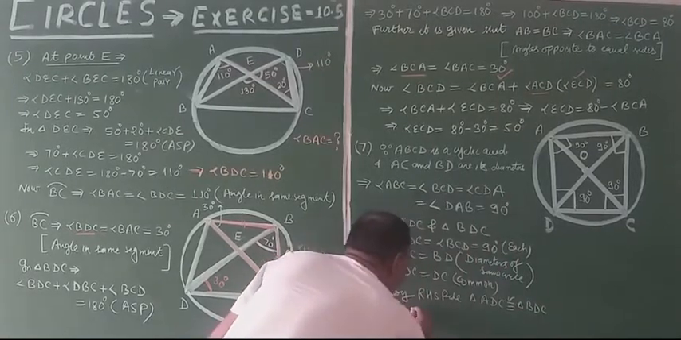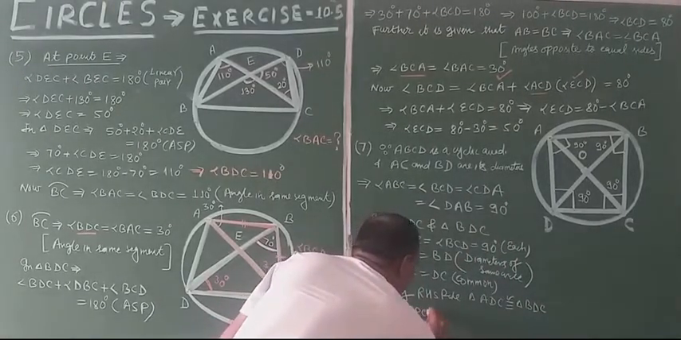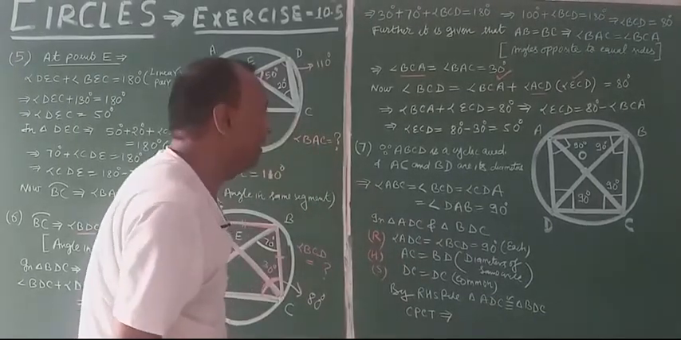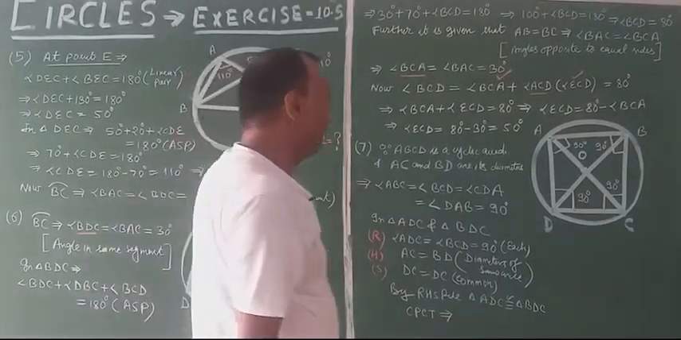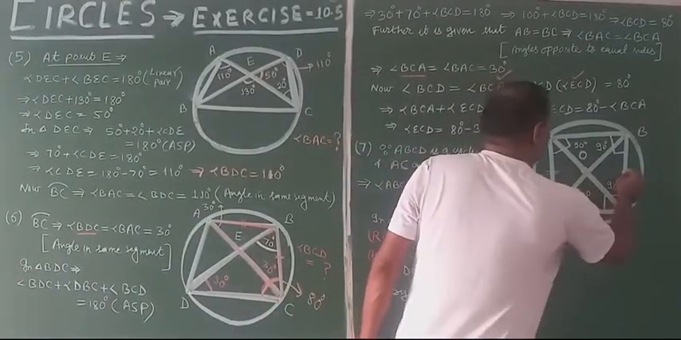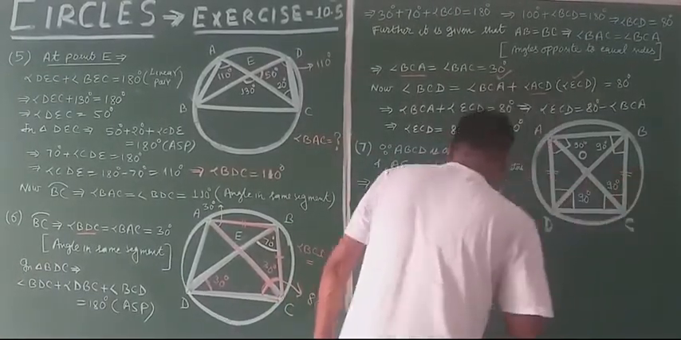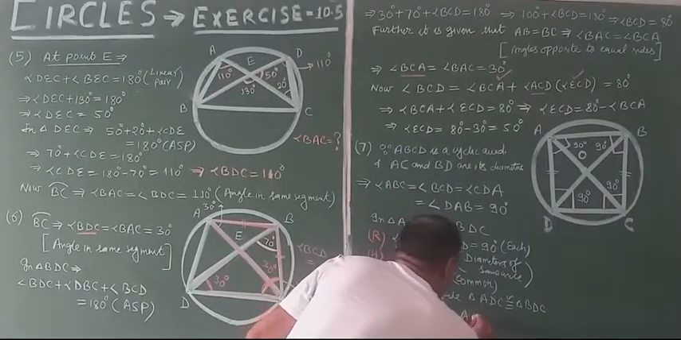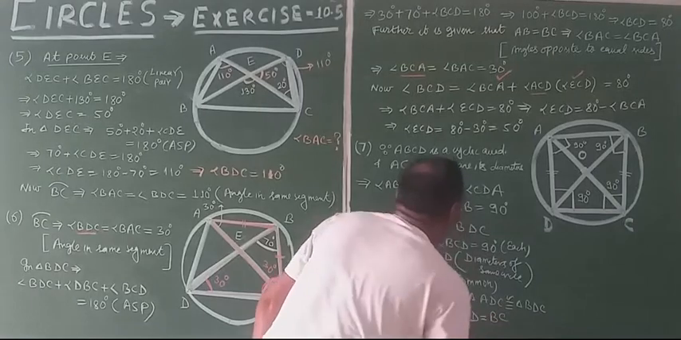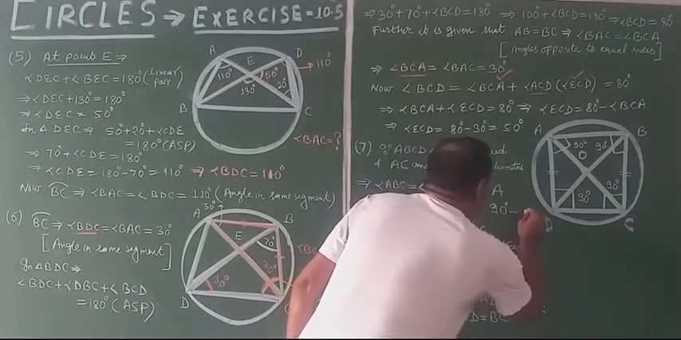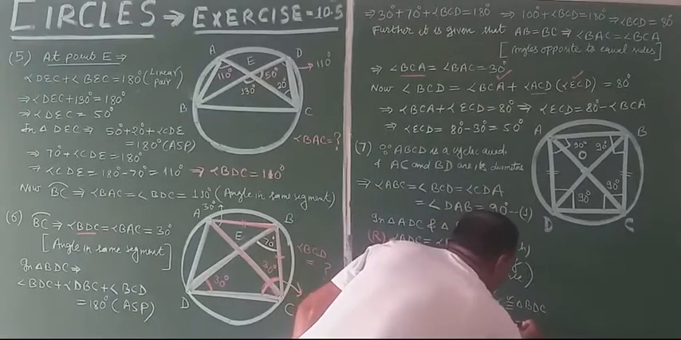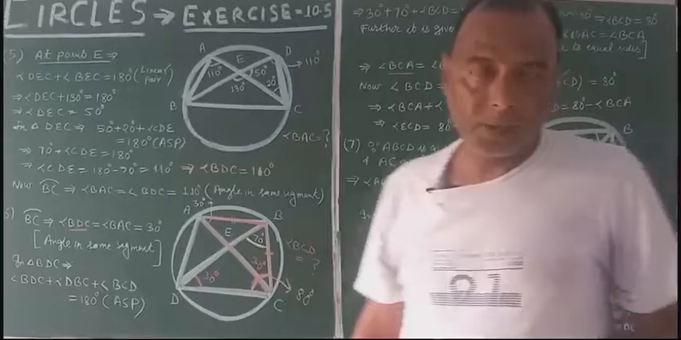BDC. And then the CPCT, what will this CPCT say? AD is equal to BC. AD is equal to BC. Okay. This is equation number 1 and this is equation number 2.